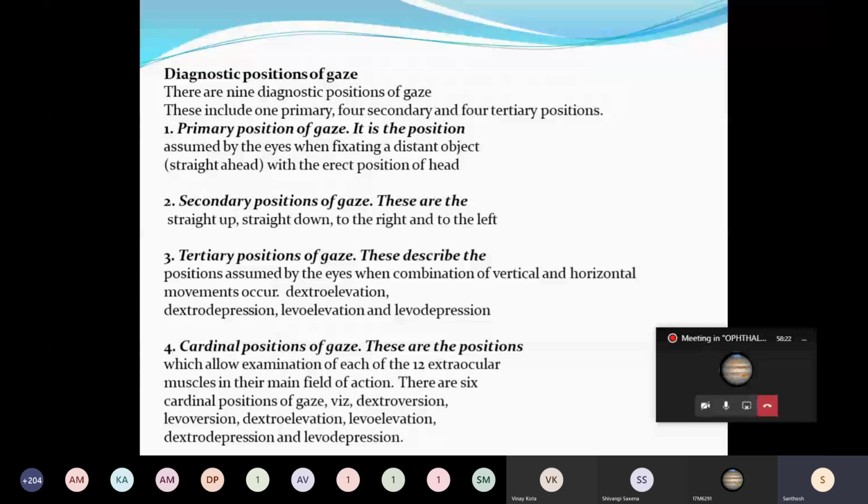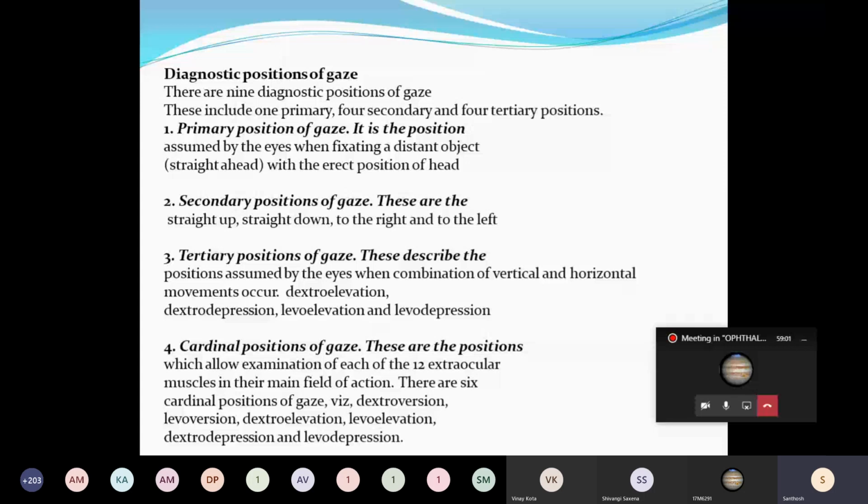So primary position is looking straight ahead. Secondary positions are the direct movements: elevation and depression, wherein the movements occur only along the vertical axis, and right movement and left movement, dextroversion and levoversion, wherein the movements occur only along the horizontal axis. Tertiary positions of gaze are the positions wherein the movements occur not only along one axis, but also along another axis. For example, dextro elevation occurs both along the vertical meridian and the horizontal meridian, the horizontal axis and the vertical axis.